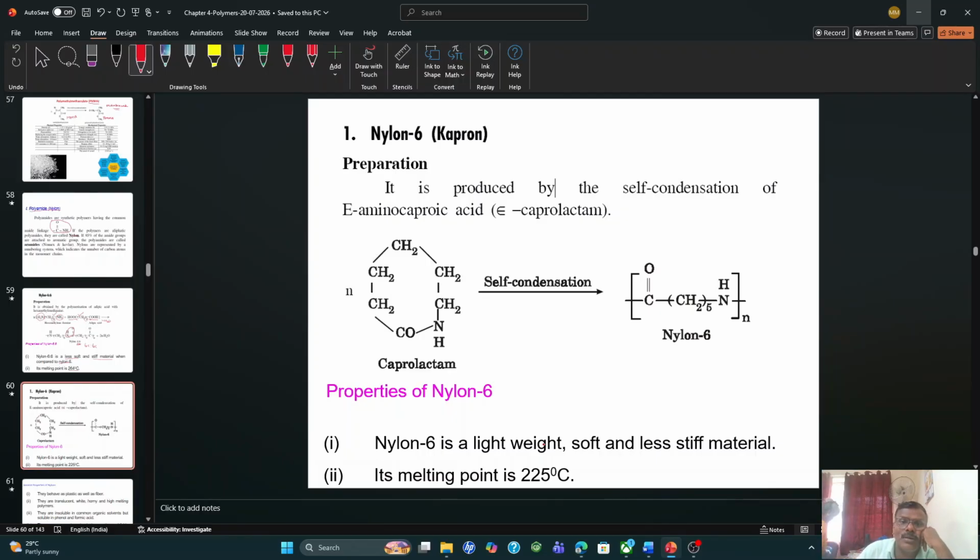Next one is nylon 6. Here only 6 is there because it's a single monomer with 6 carbons. Okay. So this is caprolactam. This can be prepared from a single monomer. What is the monomer here? Monomer is nothing but this will be prepared by starting with CH2 5 times.